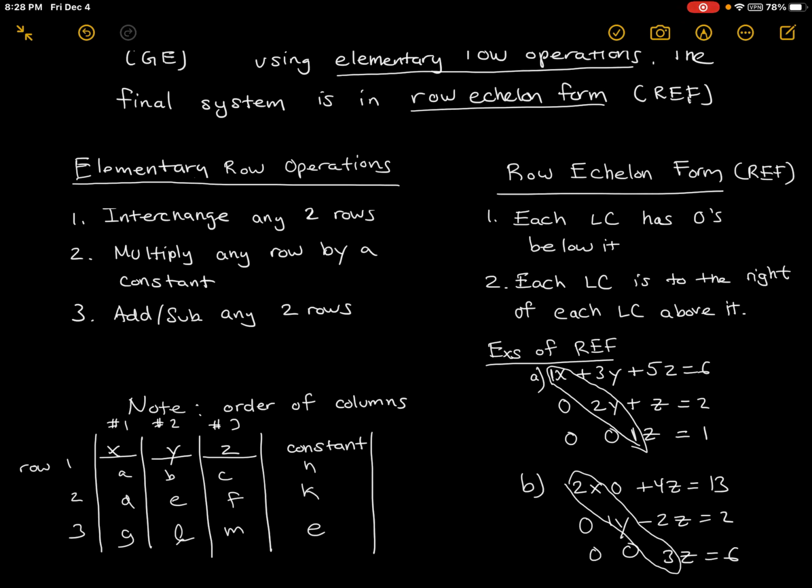When you look at something across, horizontally, these are called rows. So row 1, row 2, row 3. And this last column right here is the constant column.